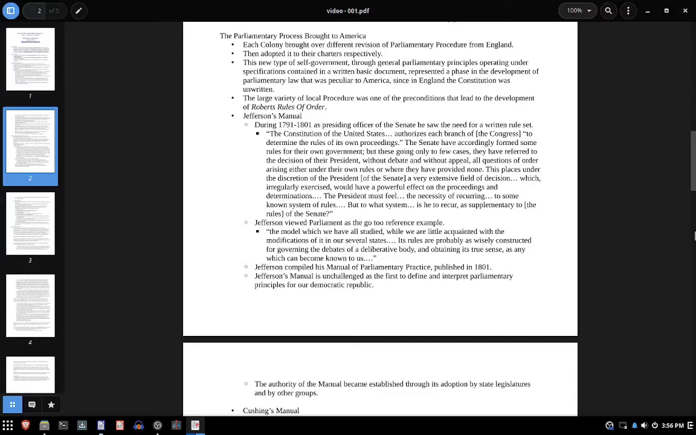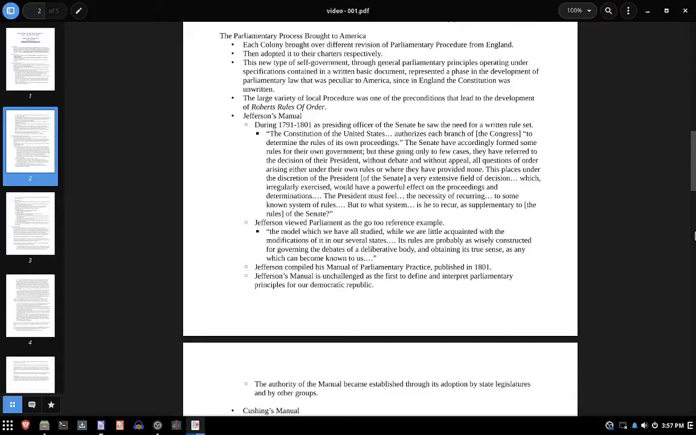And Jefferson thought that this could be abused if they had no set of known rules to refer back to. But what should those rules be? And Parliament, Jefferson viewed as the go-to reference, because it's the model they all studied, but they were little acquainted with it, how each state had adopted it.